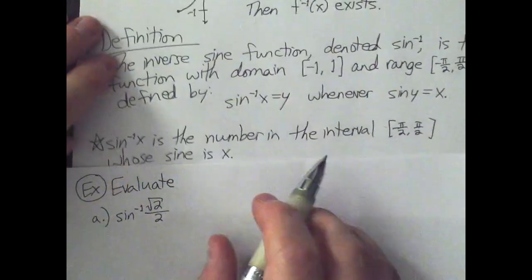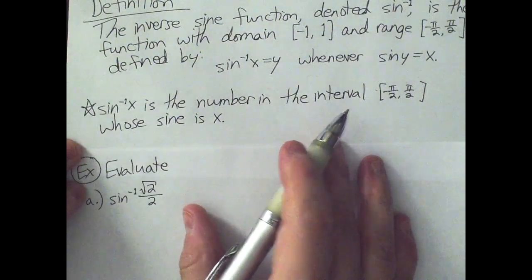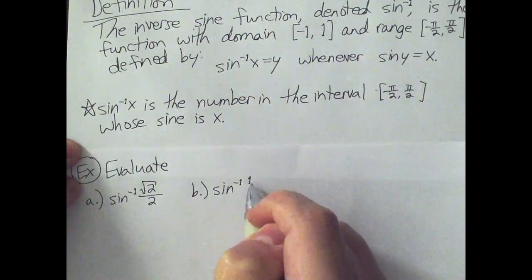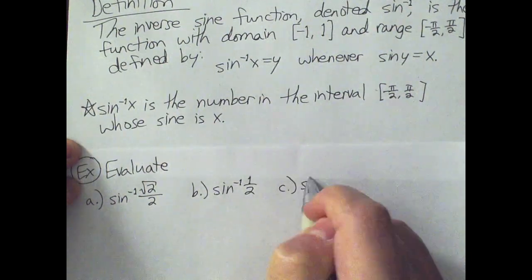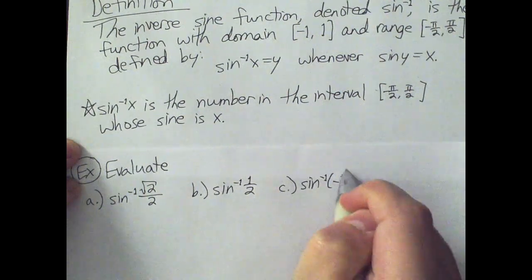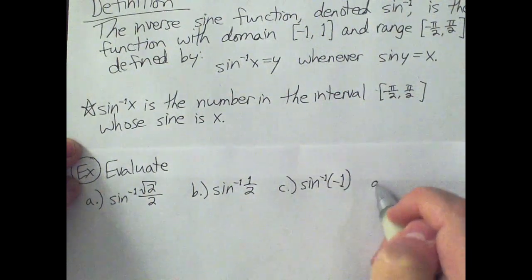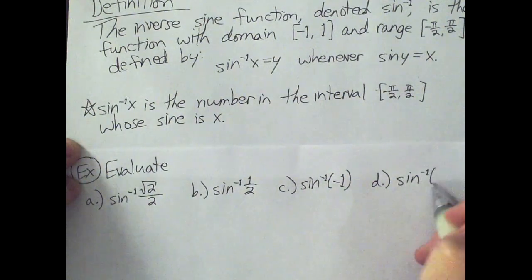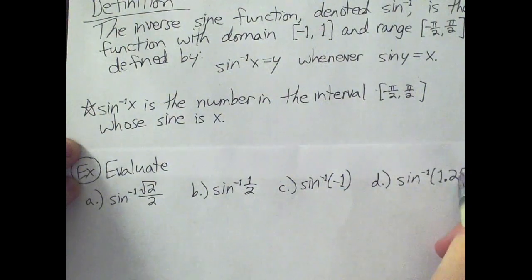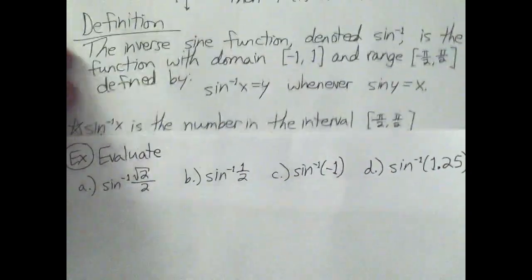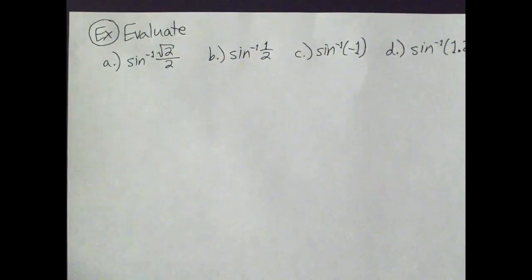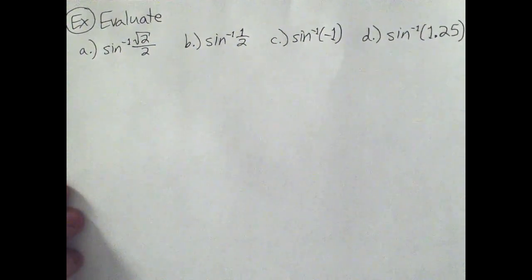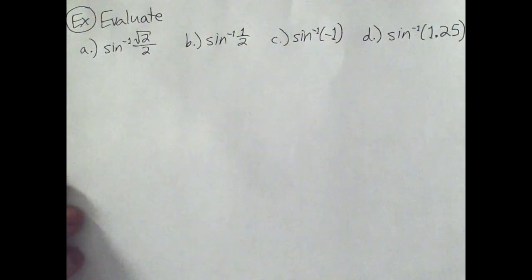And I'll write a few parts. I'm going to have part A, part B, part C. We'll talk about how some of these might not be defined. Some of them might just be does not exist, but let's see what happens. Okay, so I wrote 4 of them, and I'm going to go through these. Let me just move the page a little bit. That last one has inverse sine of 1.25.